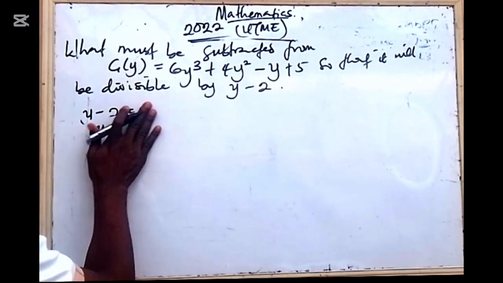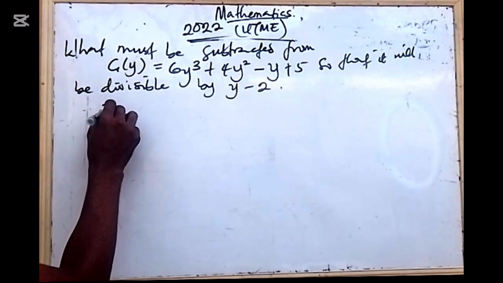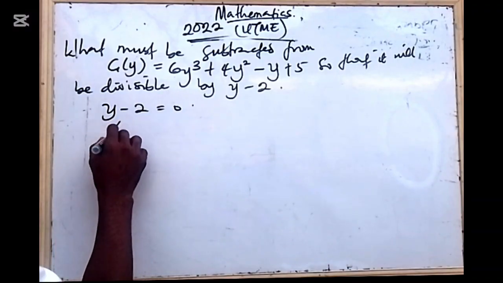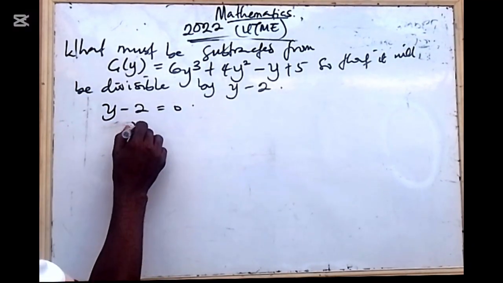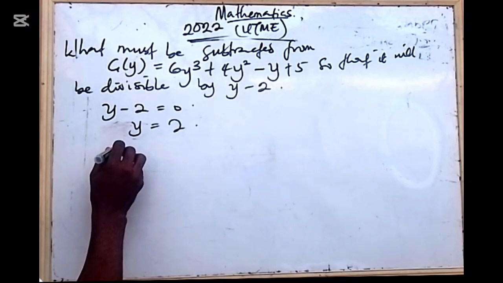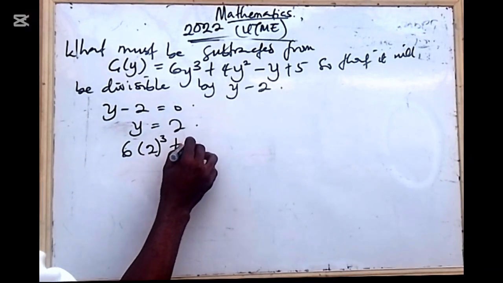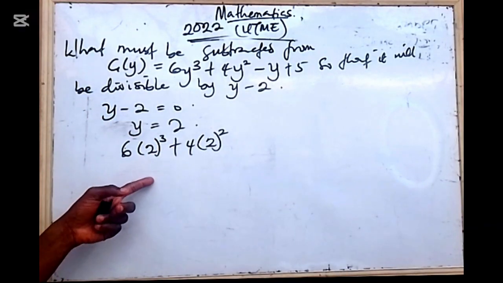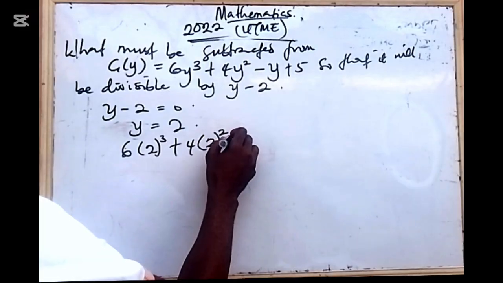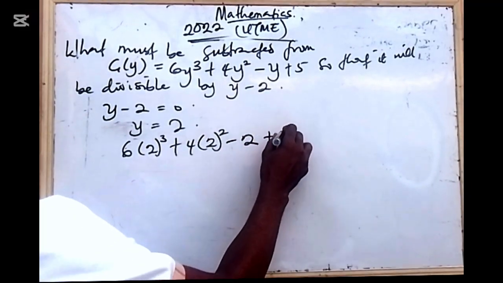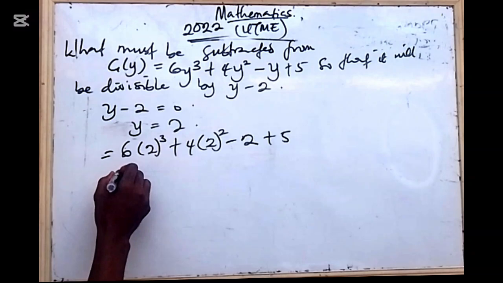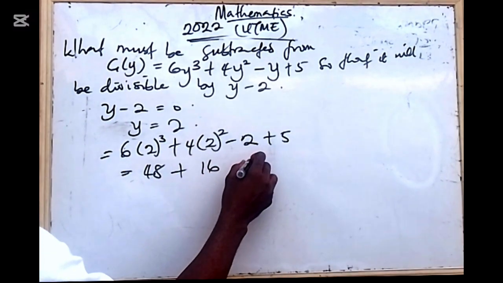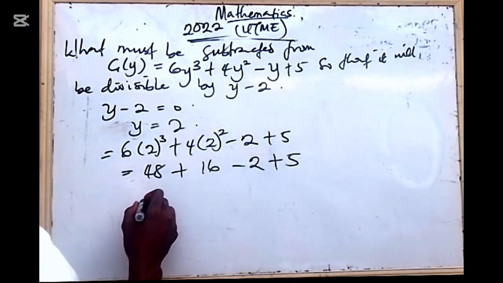Now what you do is you come back here. Okay, let's try that number. We have y minus 2 equals 0, yes. Therefore, y equals 2. So 6 times 2 raised to power 3, plus 4 times 2 raised to power 2. Like if I want to do this, I will not be writing all this one. I already know this is 8, 6 times 8 is 48, 4 times 4 is 16, minus 2, plus 5. If I add this together, this is 67.